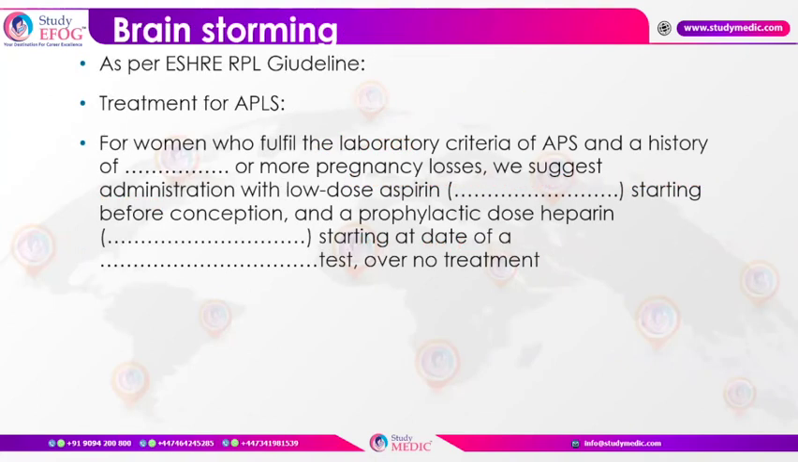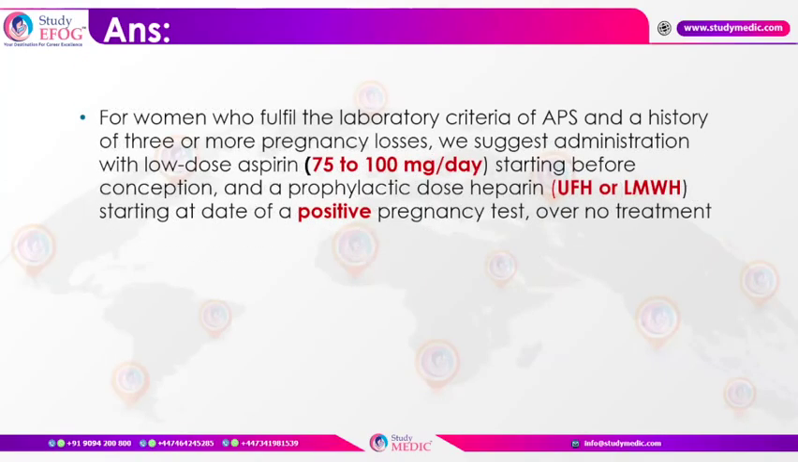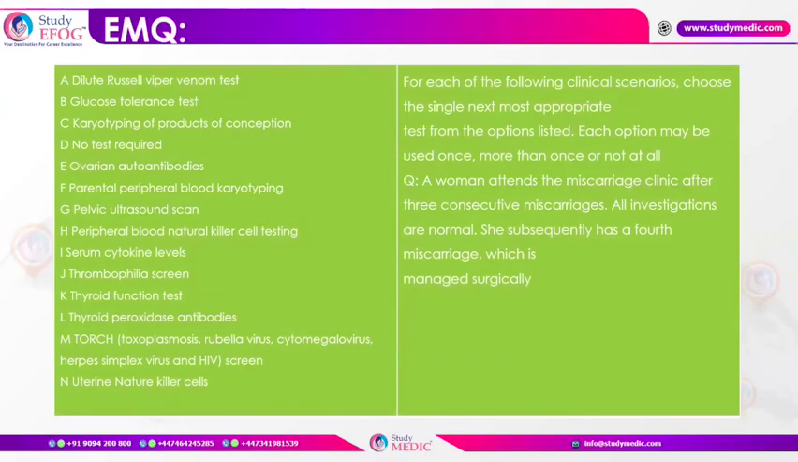Something about the ESHRE guideline on recurrent miscarriage. They are talking about antiphospholipid syndrome and how we will treat. For women who fulfill the laboratory criteria of antiphospholipid syndrome and a history of 3 or more pregnancy losses, they suggest administration of low dose aspirin 75 to 80 milligram per day starting before conception, and a prophylactic dose of heparin, unfractionated or low molecular weight heparin, starting at the date of positive pregnancy test, or no treatment. We have the option now.